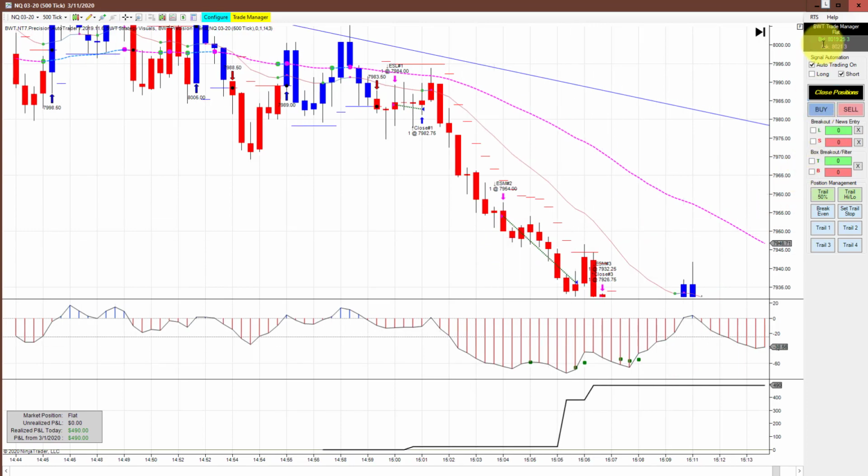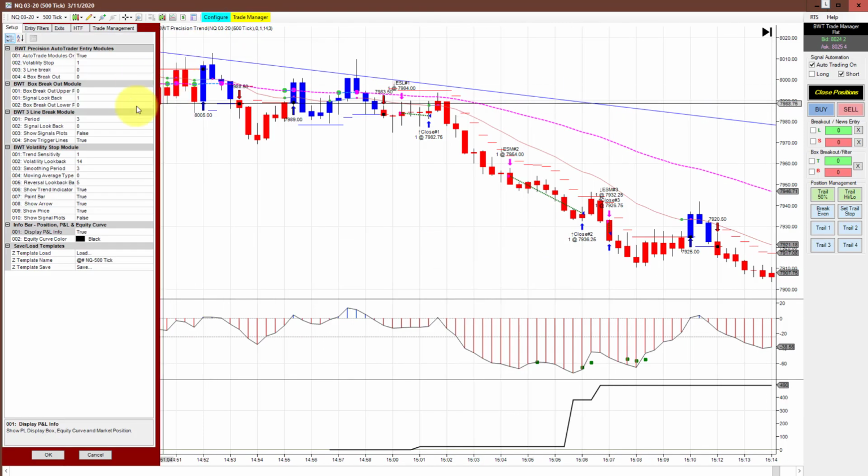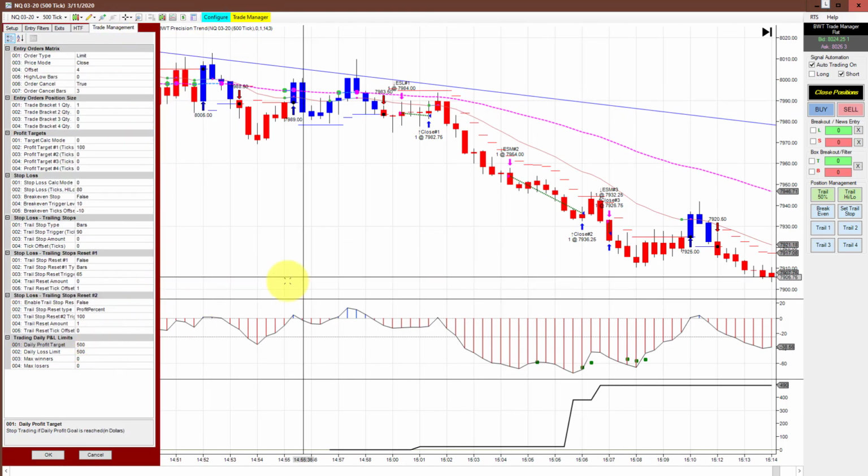And I was fortunate that it dropped, those trails stopped out, and then I went short again, and very quickly hit our target of 500 for the day, which was modest given all this volatility.